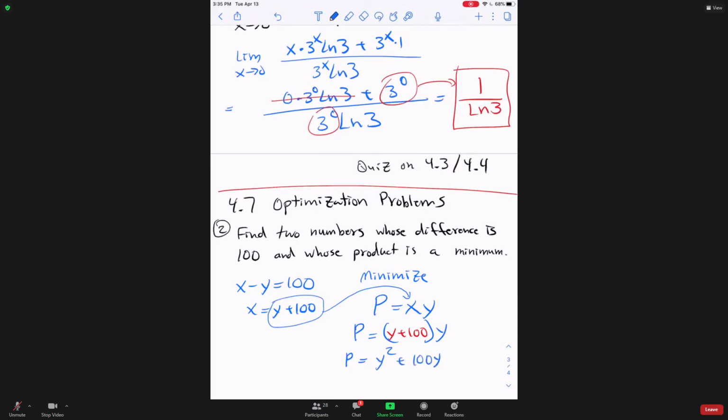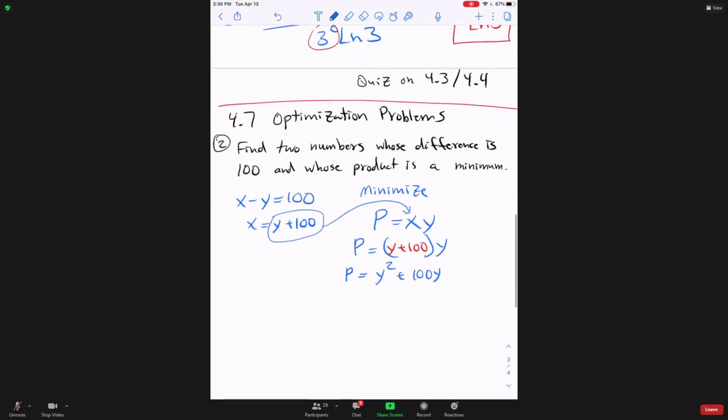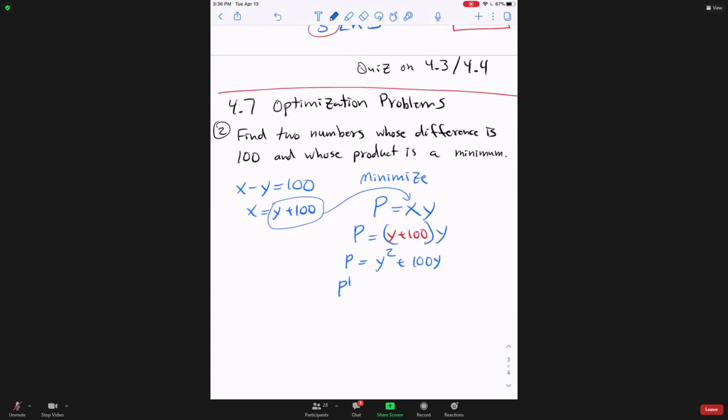Now, where do minimums occur? They occur at critical numbers. How do you get the critical numbers? Take the derivative and set it equal to 0. So P prime is equal to 2y plus 100. Y is an input variable here, it plays the same role as x, the derivative of y is just 1. Set 2y plus 100 equal to 0 and solve for y. That's how you find critical numbers. So y equals negative 50.